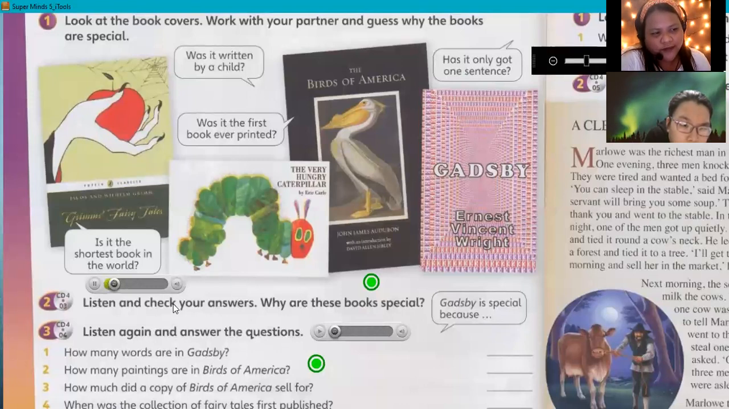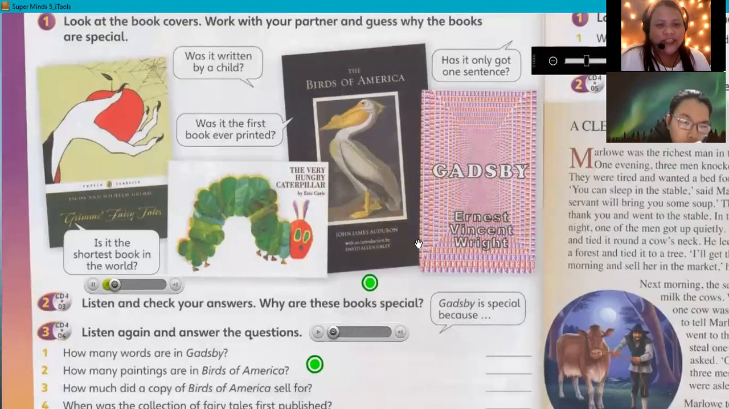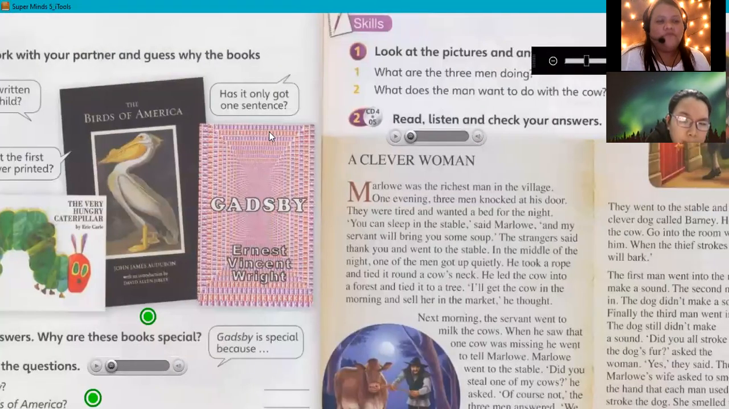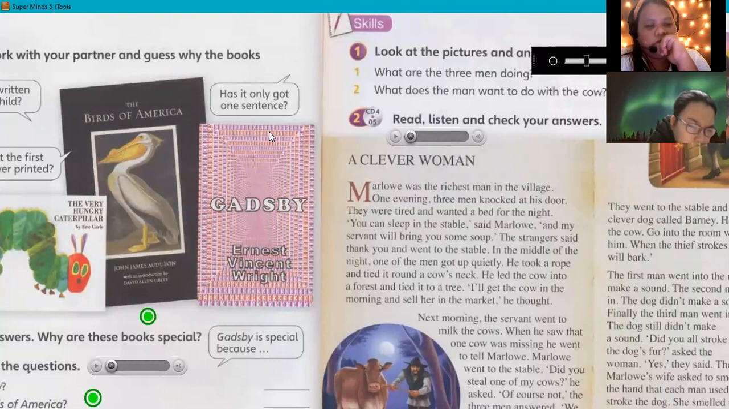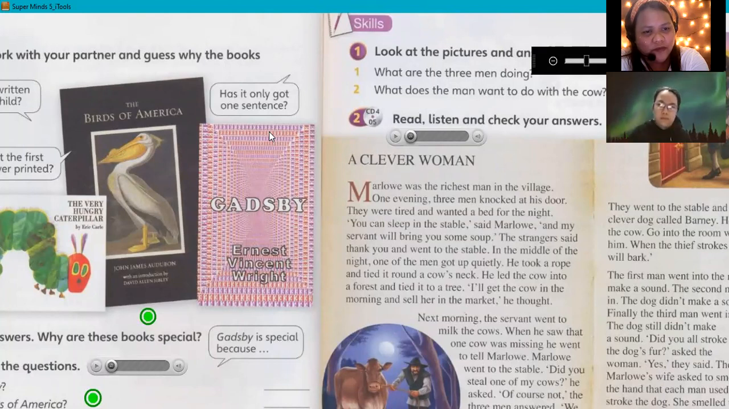In 1939, Ernest Vincent Wright wrote a novel called Gadsby. It is about how a man called Gadsby helps save a town that is slowly dying. The book is quite long. In fact, it has 50,110 words, but the incredible thing is that none of the words in the book use the letter E. And remember, E is the most used letter in the English language.